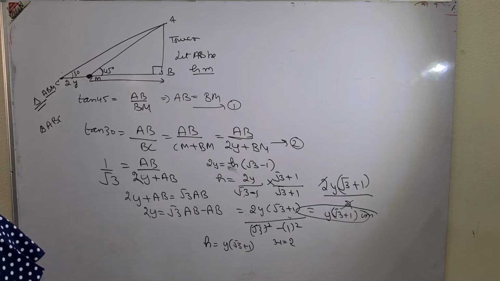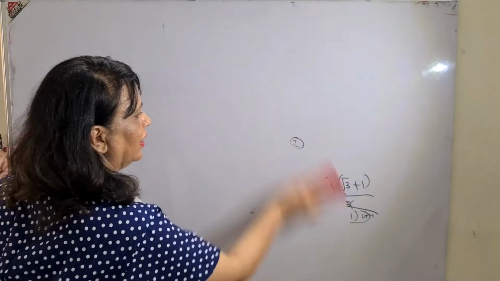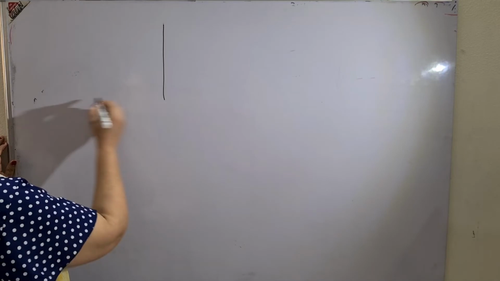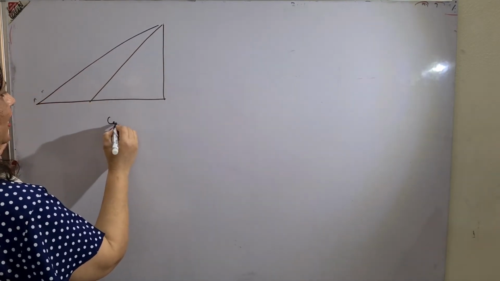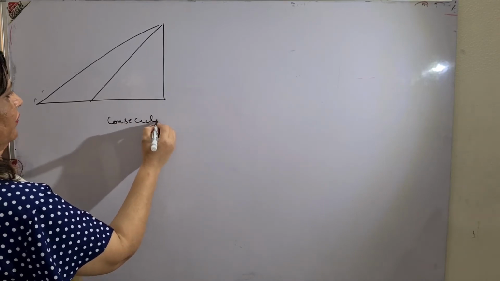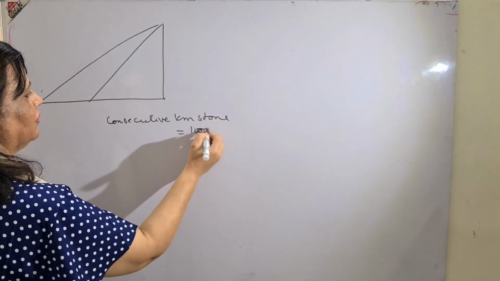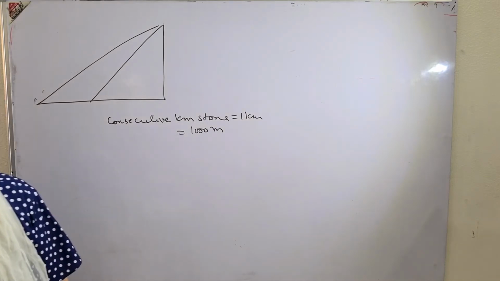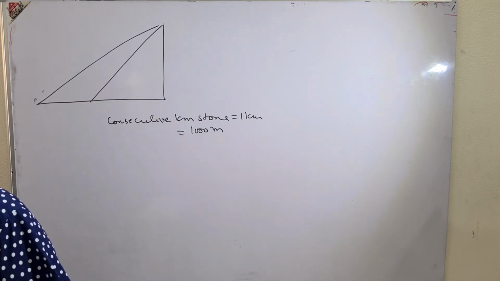From the top of a hill, he says. So last question, top of the hill, the angle of depression of 2 consecutive kilometer stones. Top of a hill, consecutive kilometer stones. Please underline this language. Consecutive kilometer stones means 1000 meters, or it is equal to 1 kilometer.